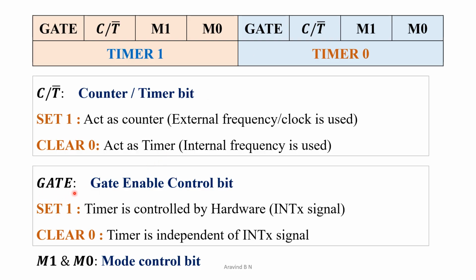The next one is the GATE bit, which is present in both timer 1 and timer 0. This is the gate enable control bit. When it is set equal to 1, the timer is controlled by the hardware, that is, the external INT signal. When it is cleared to 0, the timer is independent of the interrupt signal. Then M1 and M0, present in both timer 0 and timer 1, are called the mode control bits.